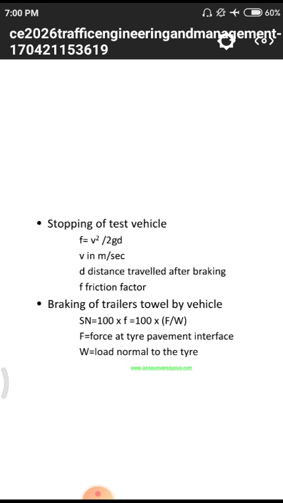These are the stopping formulas we normally used previously. f equal to v square by 2gd, where v is the velocity, d is the distance traveled after applying the brake, and f is the friction factor. Next one, SN equal to 100 into f, where f equal to mass into velocity by total weight of the vehicle.